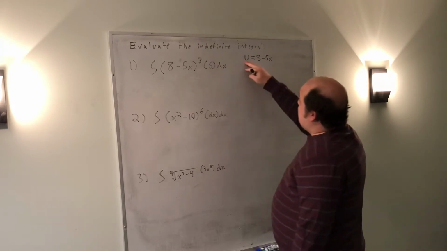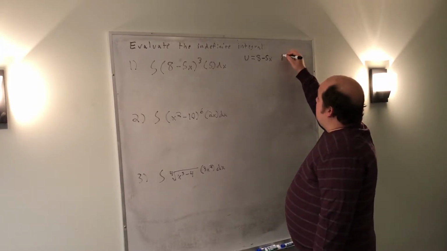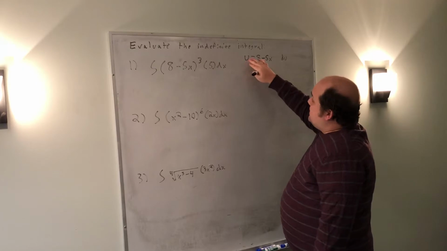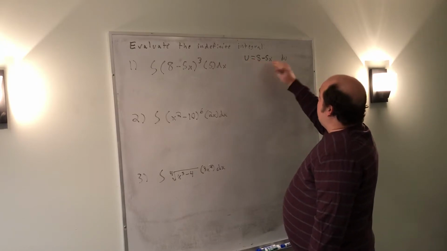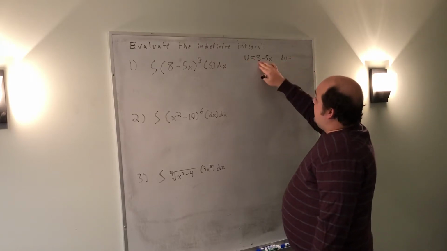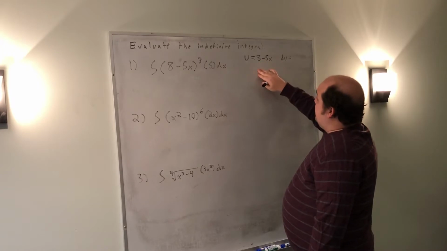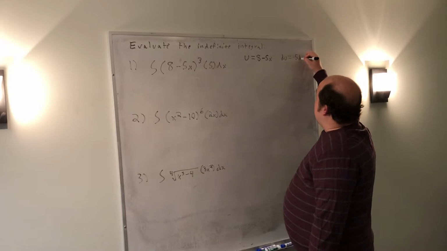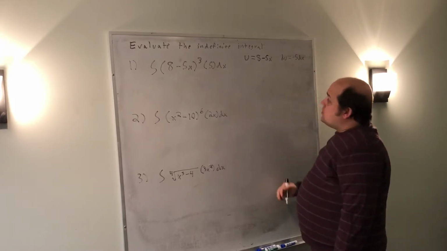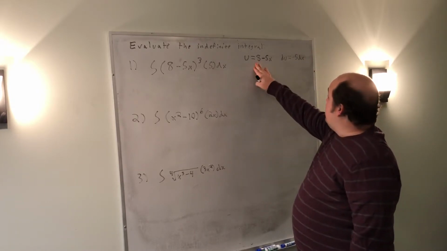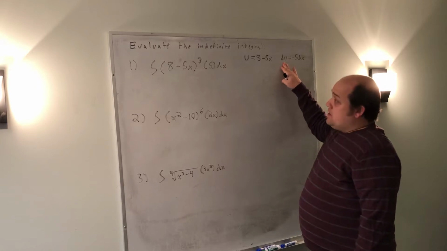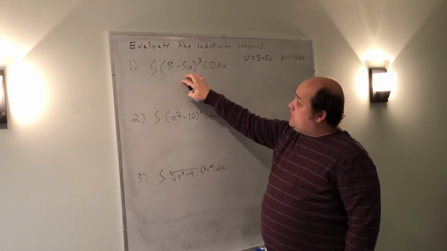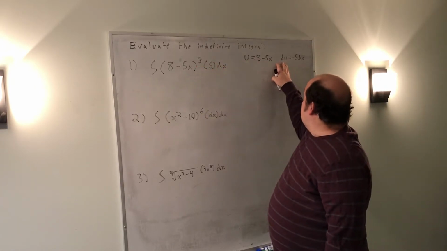I then need to take the derivative of u. When I take the derivative of the left side, u becomes du. When I take the derivative of the right side, 8 goes to 0, negative 5x becomes negative 5 dx. So, once I know what u is, once I know what du is, our goal is to go from the worlds of x's to the worlds of u's.